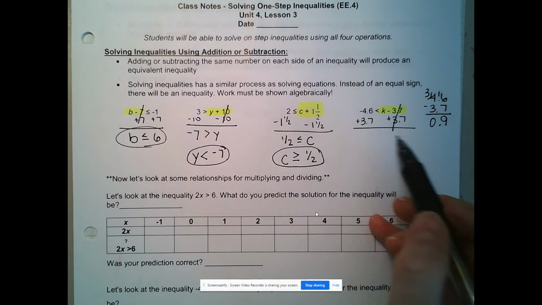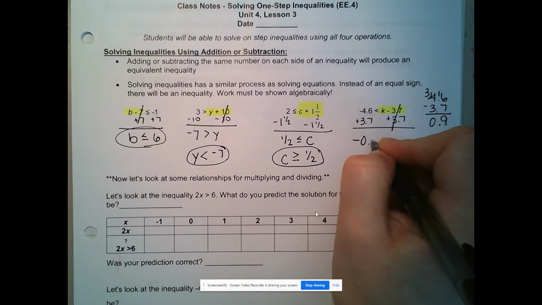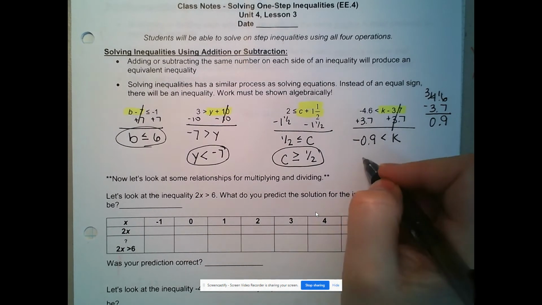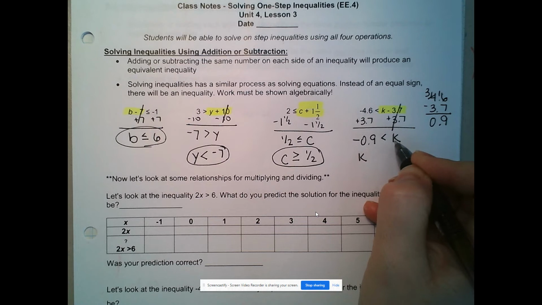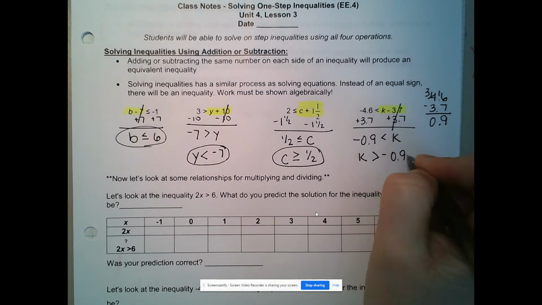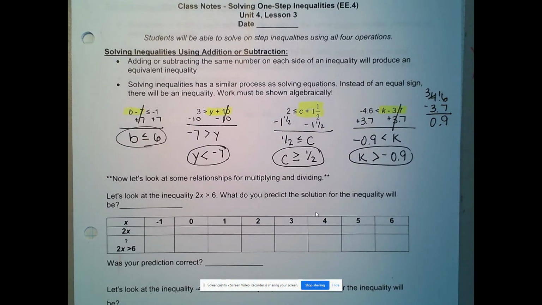0.9. I'm going to look at the original. There were 4.6 negatives, only 3.7 positives. So there were more negatives. So it's negative 0.9 is less than k. Not going to leave the variable on the right, going to move it over to the left. Big open part was next to the k, so the big open part stays next to the k, negative 0.9. Do not try to shortcut this. There are going to be times where you have a mix of positives and negatives, and you need to just do the work off to the side, the same as when it was an equation.